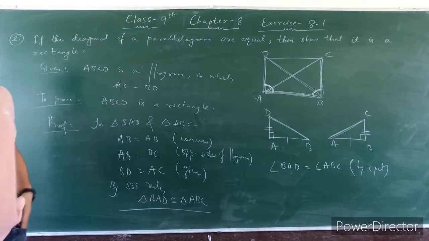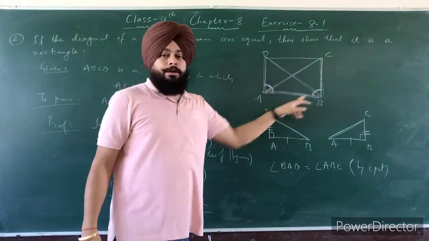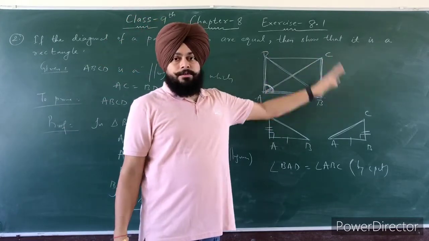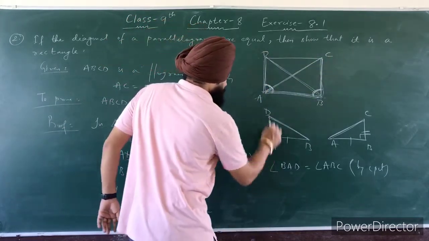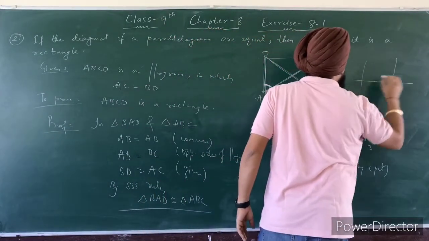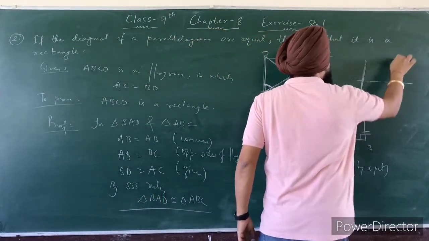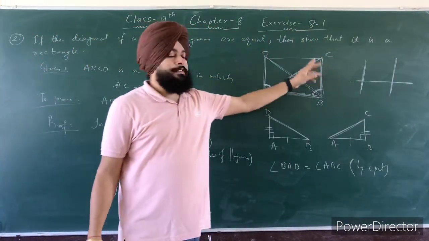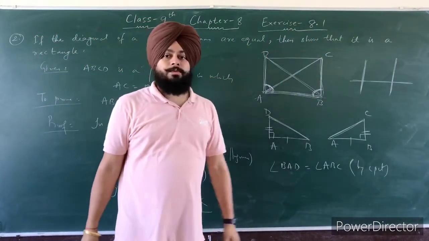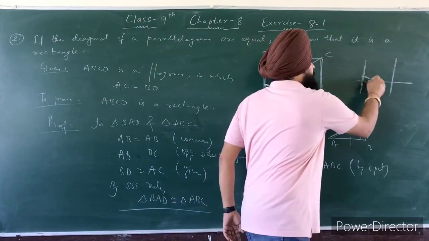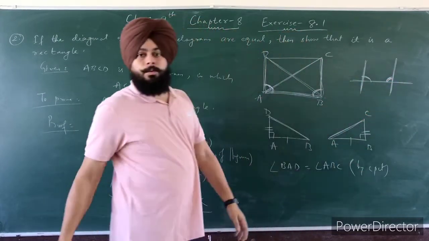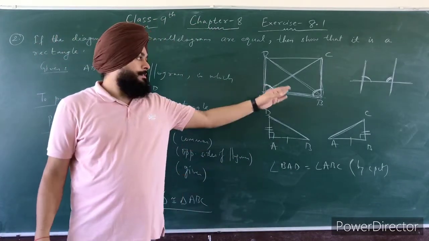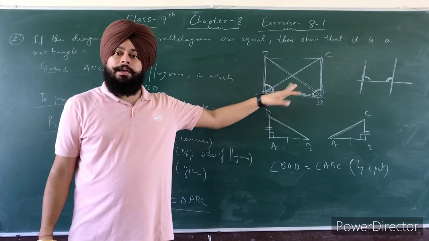Now, this is a parallelogram, and AD is parallel to BC also. So AB is a transversal for the parallel lines AD and BC. What is the sum of these two angles? It is 180 degrees because they are interior consecutive angles.